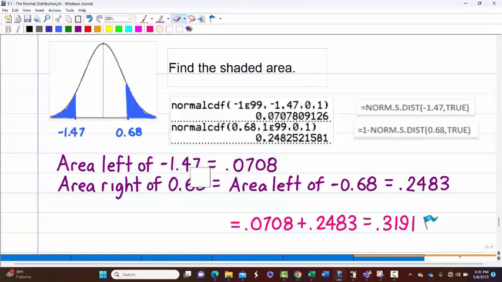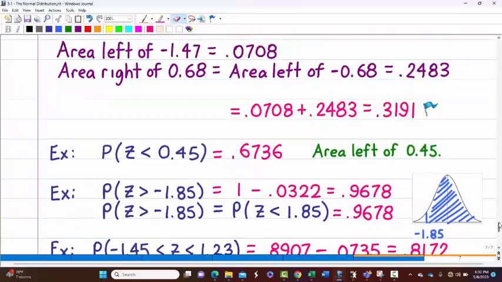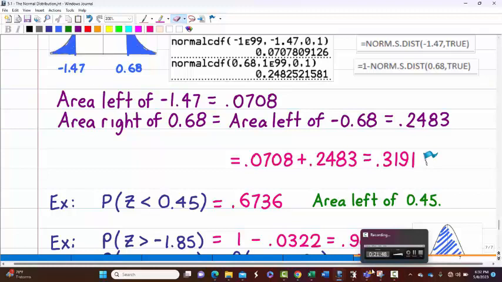So if you looked up the chart, negative 1.47, now for this one, I used flipping it over, so the area right of 0.68 would be the area left of negative 0.68. If you look up negative 0.68, you get this number, which is what the calculator is getting. That's what Excel is getting, even though I didn't show the Excel number there. You add those two together, and that's your answer. But I think I will show you.